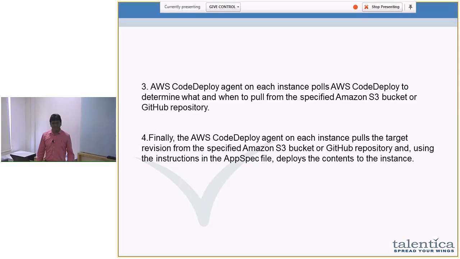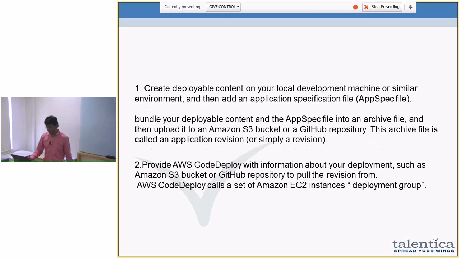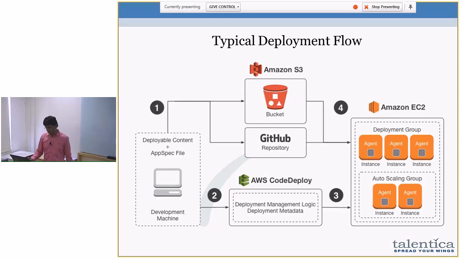The CodeDeploy agent needs to be installed on each EC2 instance. The CodeDeploy agent is nothing but a plugin, we can say, which talks to our central CodeDeploy service of AWS. Finally, the AWS CodeDeploy agent on each instance pulls the target revision from the S3 bucket or GitHub repository. So in this way, CodeDeploy works in this flow.